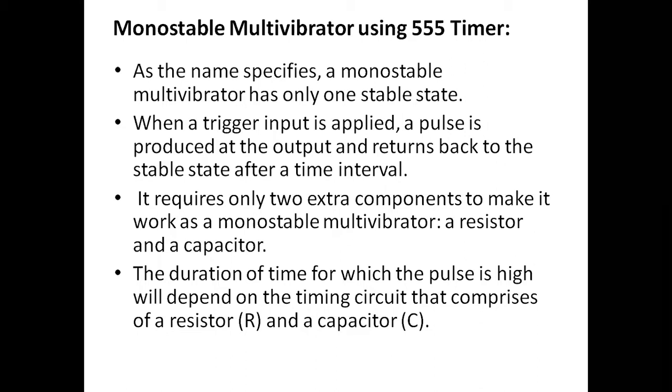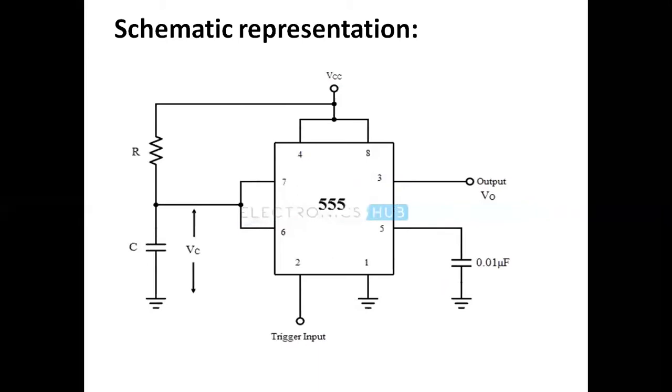In order to design a monostable multivibrator by using a 555 timer, we require two components: one is a resistor, another one is a capacitor. The output time duration of the 555 timer monostable multivibrator depends on the components R and C. That means the pulse duration of the output waveform depends on the resistor and the capacitor. So here we have the schematic representation of monostable multivibrator.